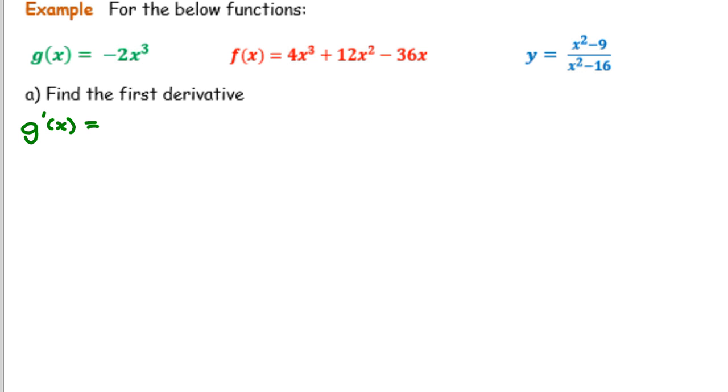Okay, so find the first derivative. Who wants to say? Kavina. First derivative? No, negative 6x squared. Yeah, I said yes, but anyway.